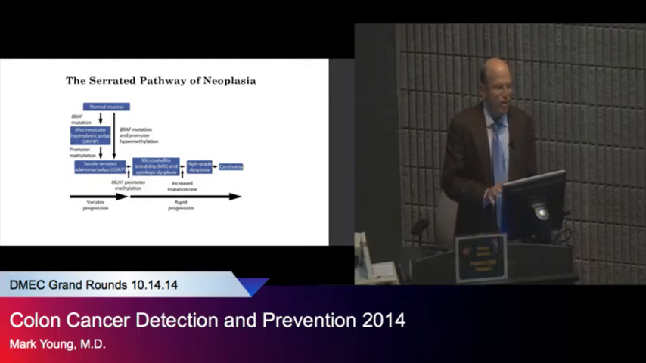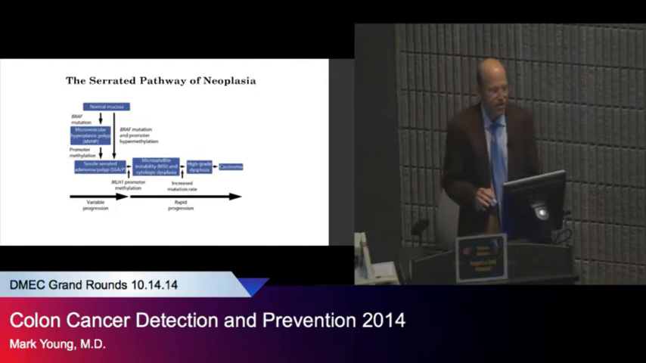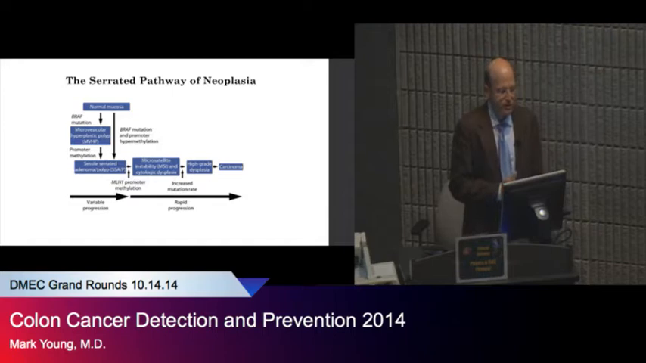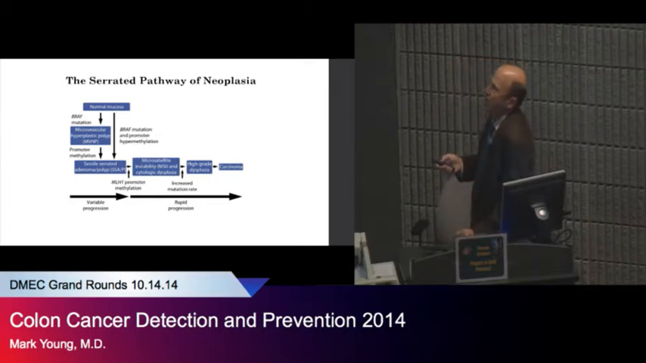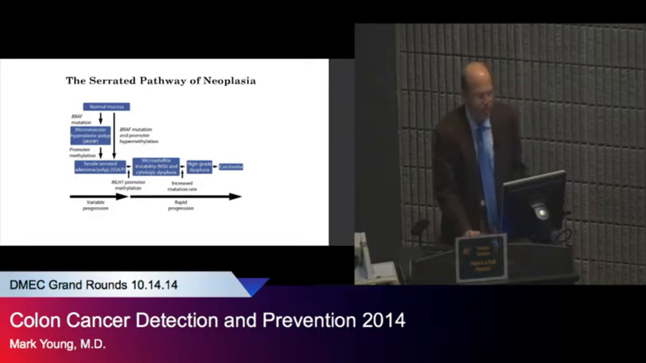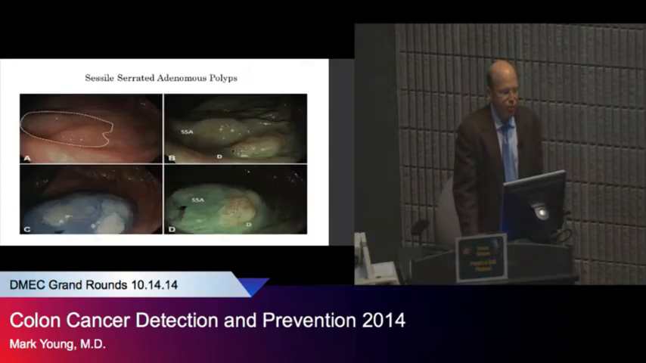Now, the first part of this, the BRAF mutation and the hypermethylation, can be a very slow and variable process that can take years to occur. But once you get that and you get more methylation, you get microsatellite instability, high-grade dysplasia, and colon cancer. The last part of this process can occur very rapidly. And this is very different than the APC pathway for most other polyps.